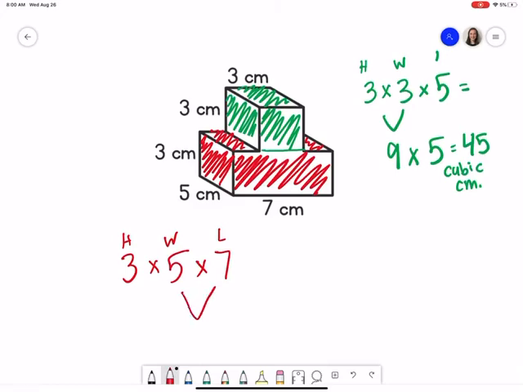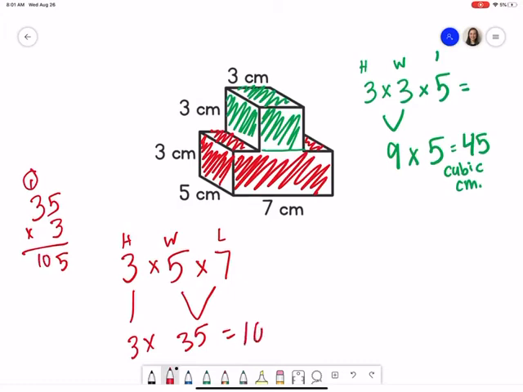5 times 7 is 35 times 3. 3 times 35. And I'm going to do this over here, so do it along with me. 5 times 3, 15. 3 times 3 is 9, plus the 1 up here is 10. Okay? So that's 105 cubic centimeters.